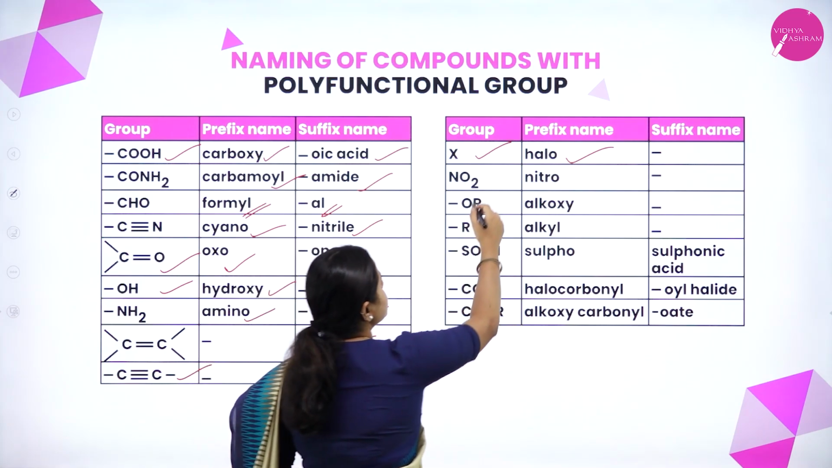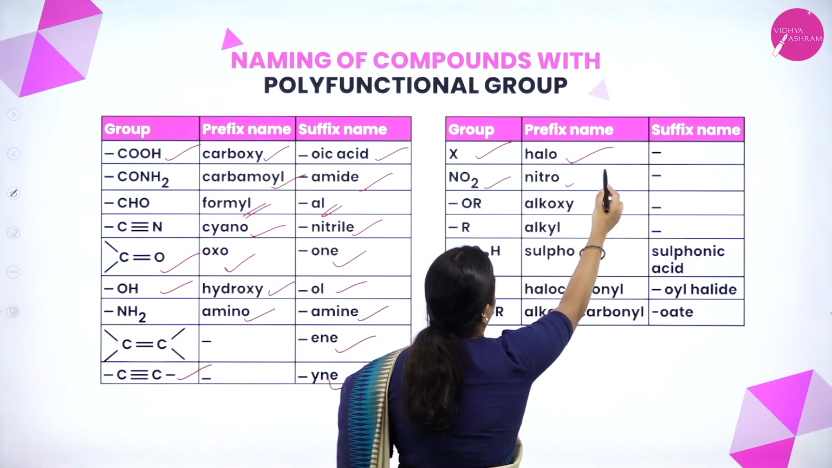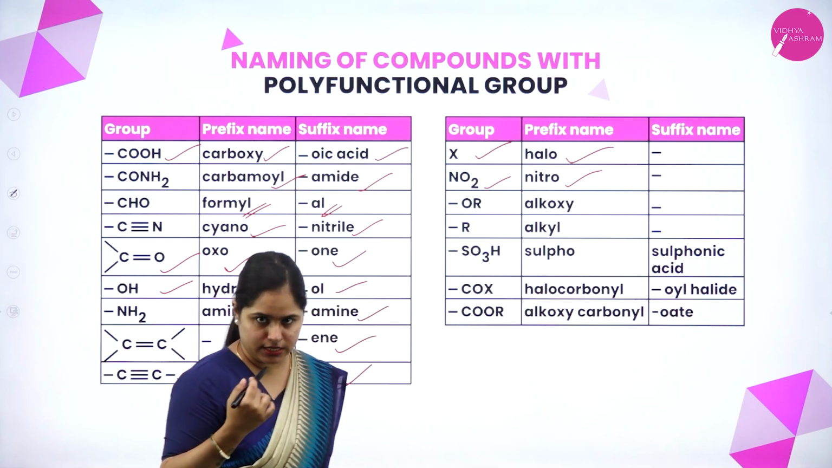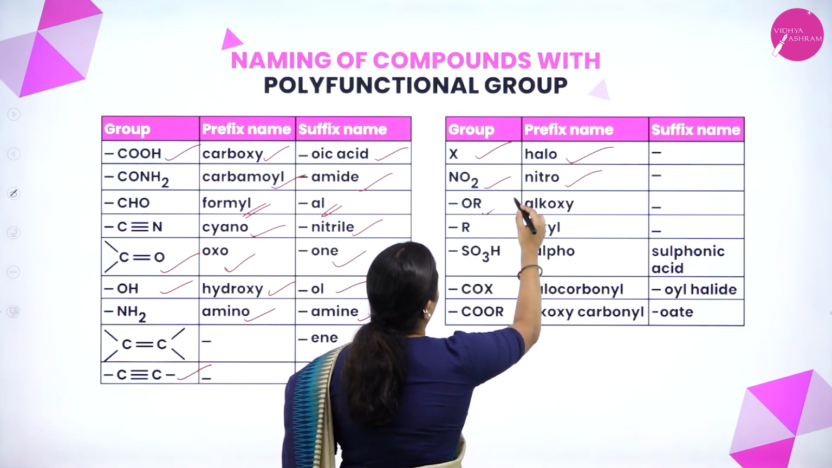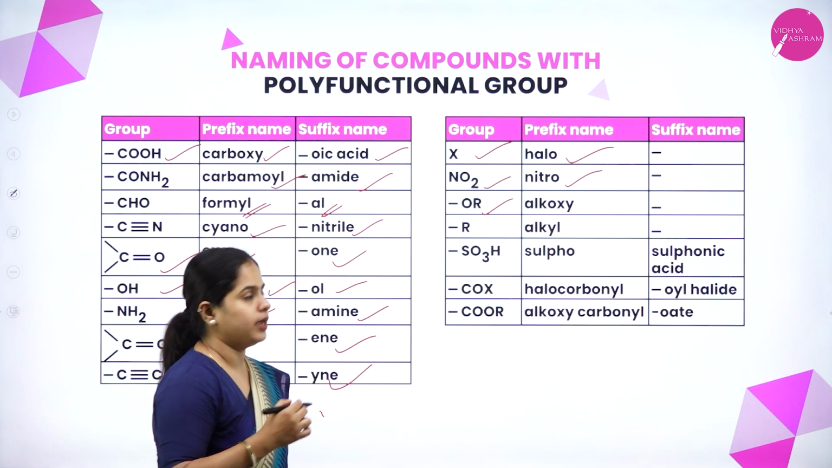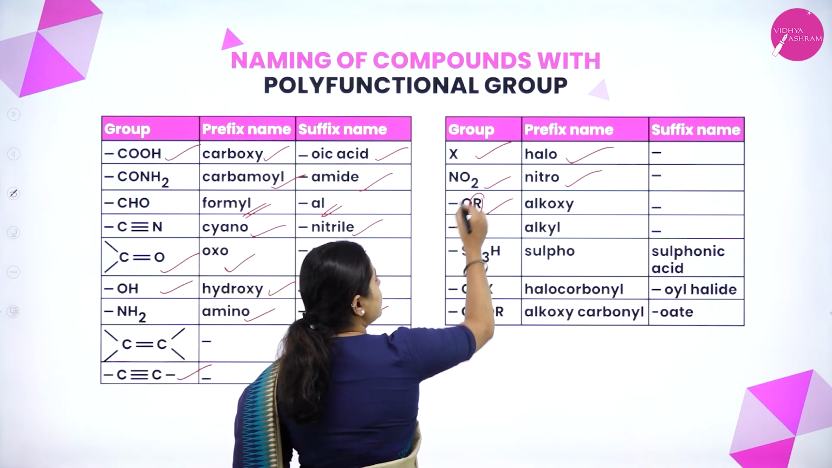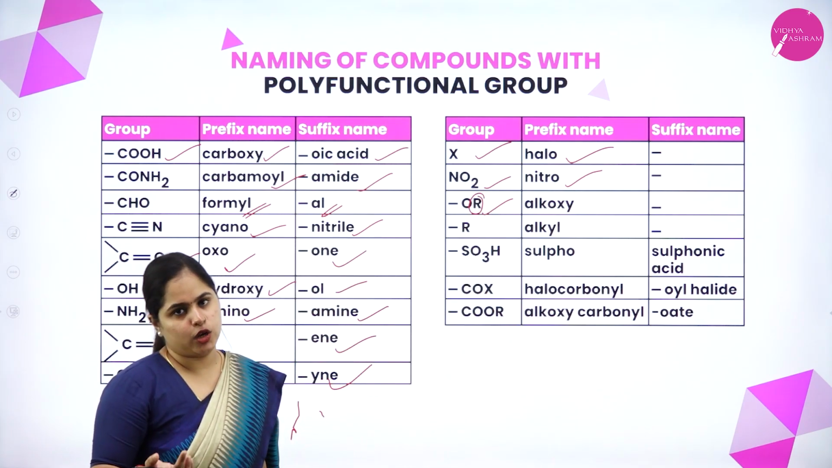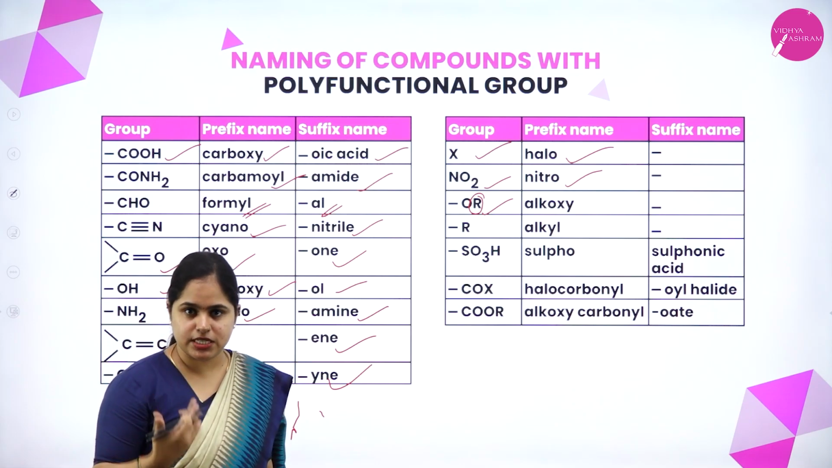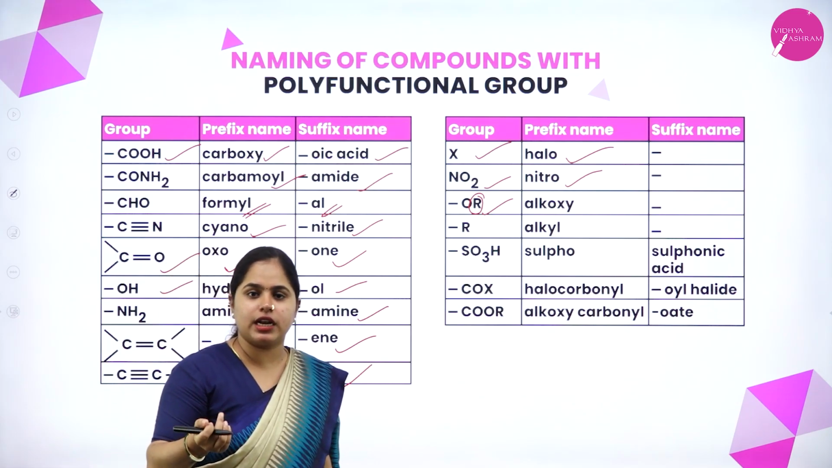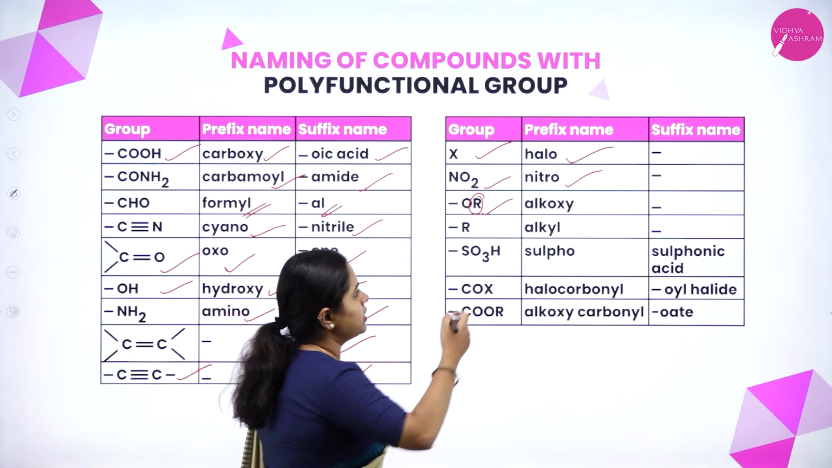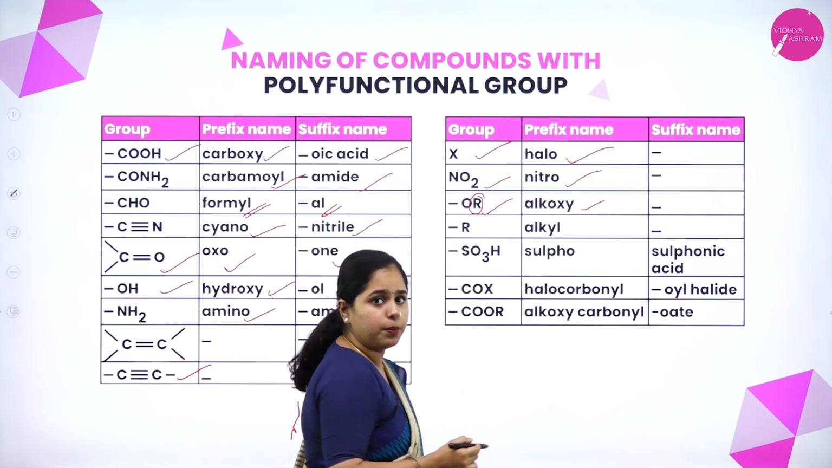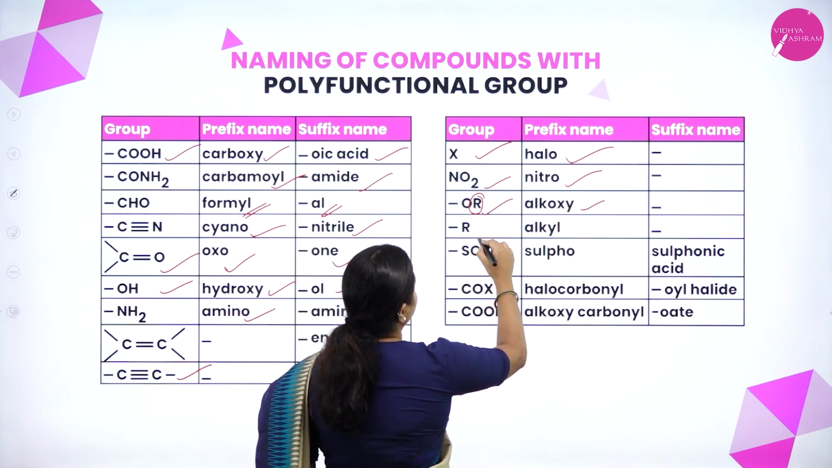Yes. Next one is nitro. The prefix name will be nitro. That also never comes as the suffix. Next one is OR. That is alkoxy. Okay. OR. This R stands for the alkyl groups. It can be CH3. It can be C2H5. The alkyl groups, the general representation is R. So that is alkoxy, right? The prefix is alkoxy.